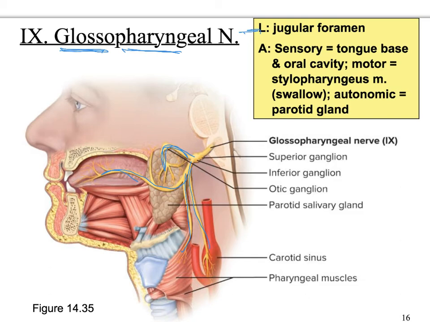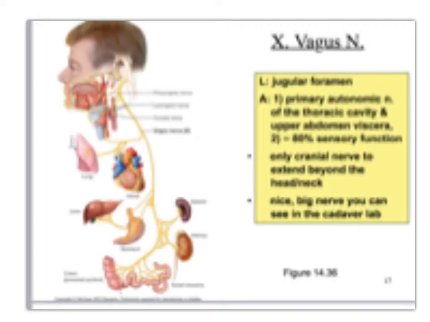So it does both motor and sensory. So this is the sensory. So it's sensing sensations in the tongue base and the oral cavity. Now this is all motor. This is voluntary, and autonomic is involuntary. So it's going to control muscles. So this is motor, and then it's going to control the secretion of saliva in your parotid gland, which is also motor but autonomic.